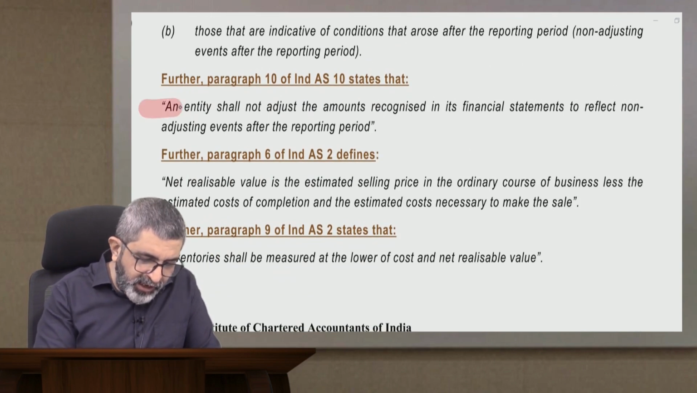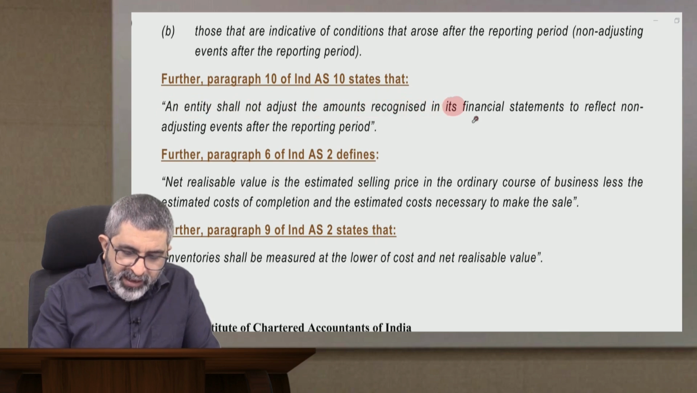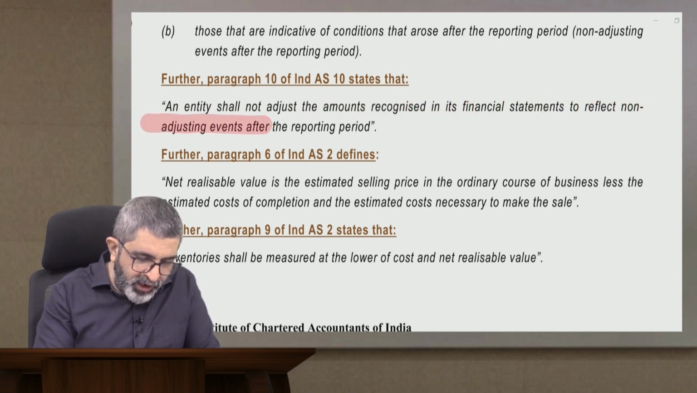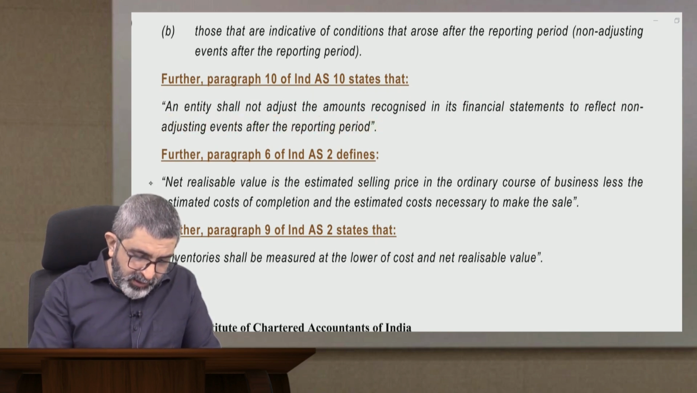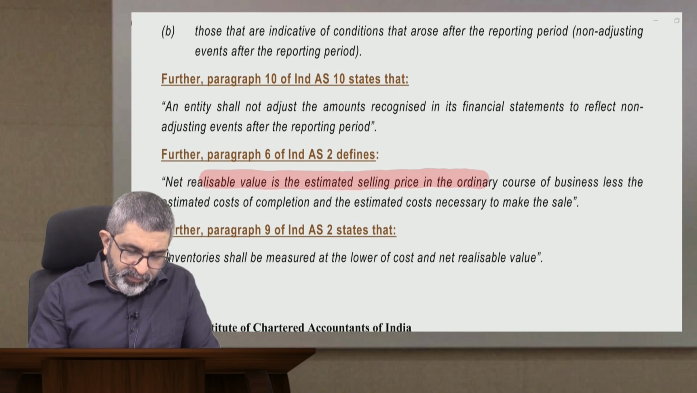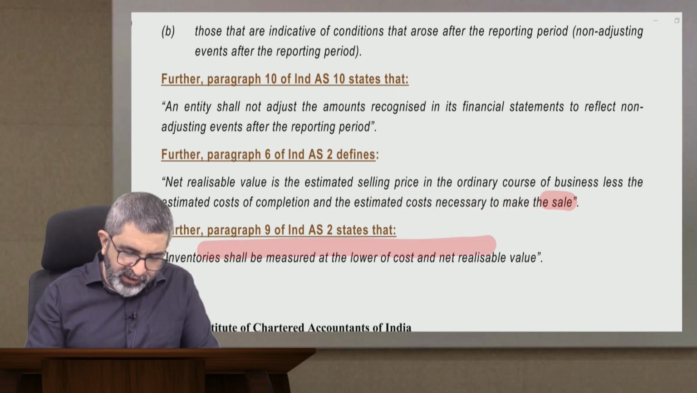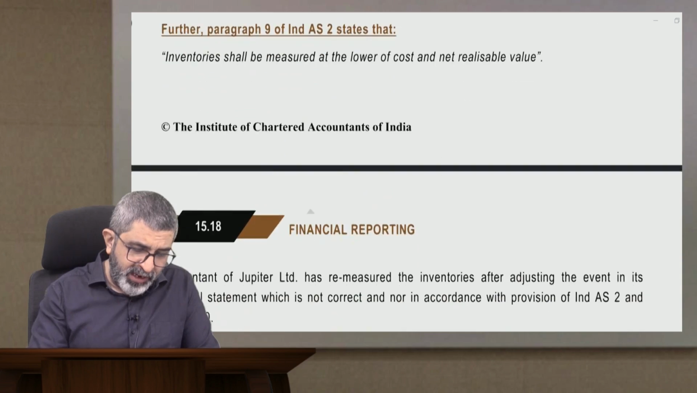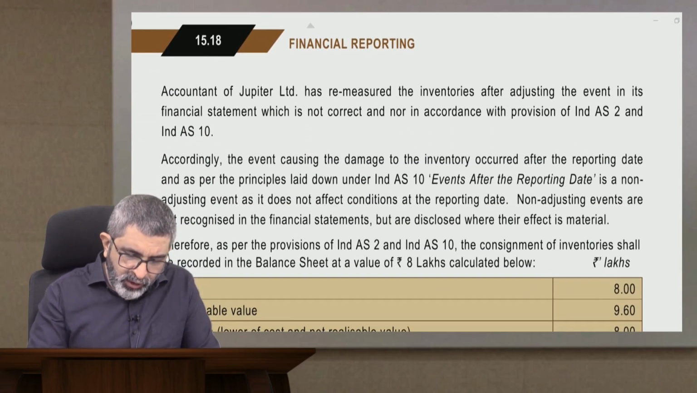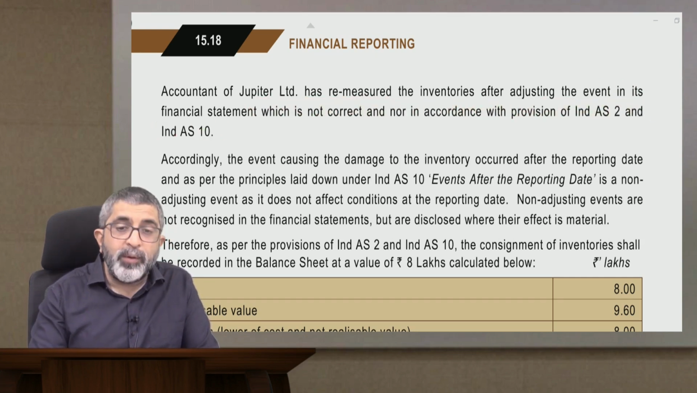And an entity shall not adjust the amounts recognized in its financial statement to reflect a non-adjusting event after the reporting period. Net realizable value is the estimated selling price in the ordinary course of business less estimated cost of completion and estimated cost necessary to make the sale. Inventory shall be measured at lower of cost or NRV as per Ind AS 2. We know that. So basically, the accountant of Jupiter Limited has remeasured the inventory after adjusting the event in its financial statement, which is not correct and not in accordance with the provision of Ind AS 2 as well as Ind AS 10.